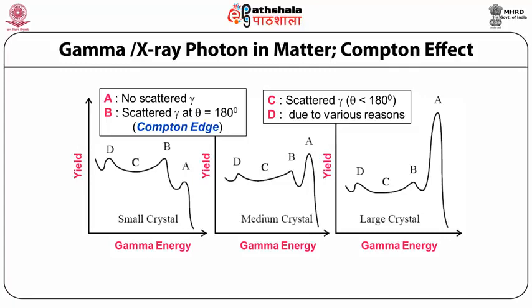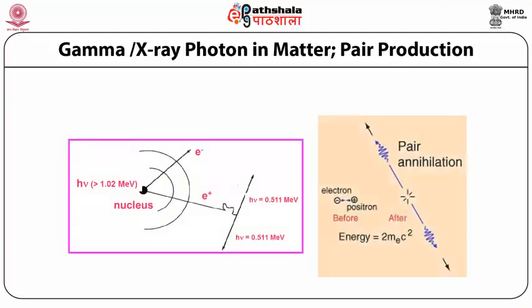So it means that in case of a small size detector, Compton effect is more as compared to the photoelectric effect, but with the size of the detector we can say that the Compton effect is lesser as compared to the photoelectric effect. Gamma rays, X-ray, photon in matter, pair production.